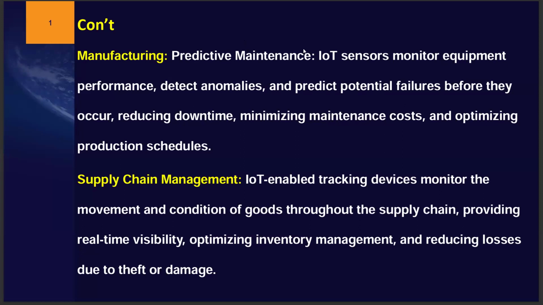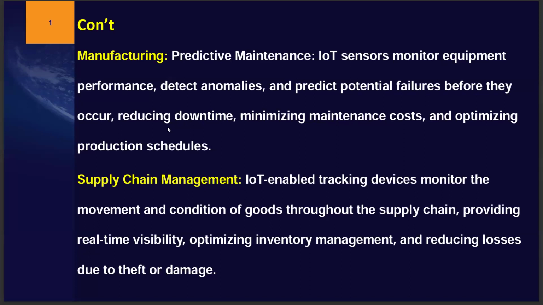Now, let me tell you one thing, there's a company called Coca-Cola. They wanted to analyze the fault tolerance of their system. How frequent do the systems break down? Predict failures. You see, it's here. Predict potential failures before occurring, reducing downtime, minimizing maintenance costs, and optimizing production schedules. It's also one of the key things that is affecting the area of manufacturing.